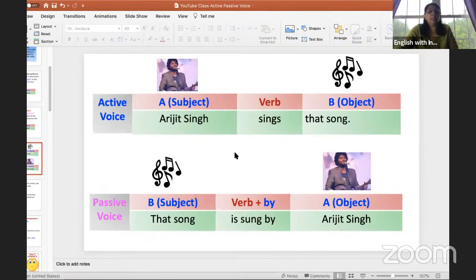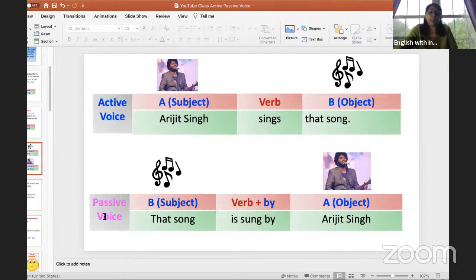Okay, now if you can see this one, and I am sure you all know Arijit Singh, right? So in this one, active voice, Arijit Singh sings that song. If you see this one, this is like notes, right? Music notes. So songs. So Arijit sings that song. Now this one is active. Who is doing the action? Arijit is doing the action. Arijit sings the song, right? Now here the song is the object.